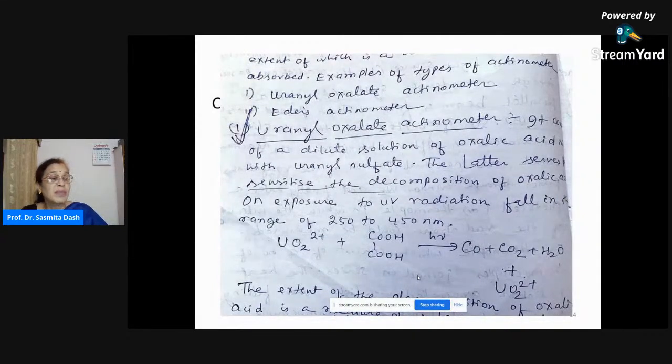The progress of the reaction is determined by titrating the oxalic acid with potassium permanganate before and after the exposure to light. From this, it can be determined that the amount of decomposition is directly proportional to the intensity of light as well as the time of exposure.